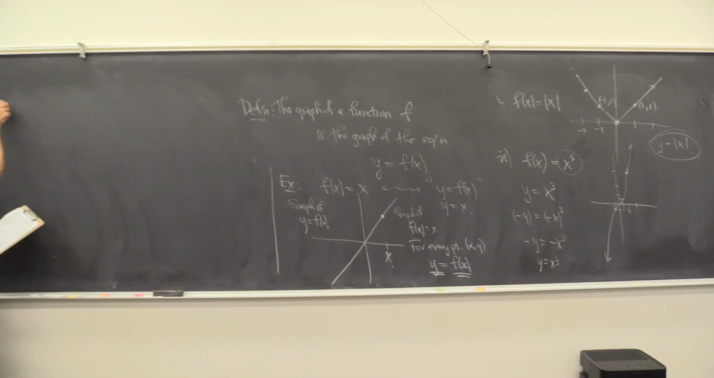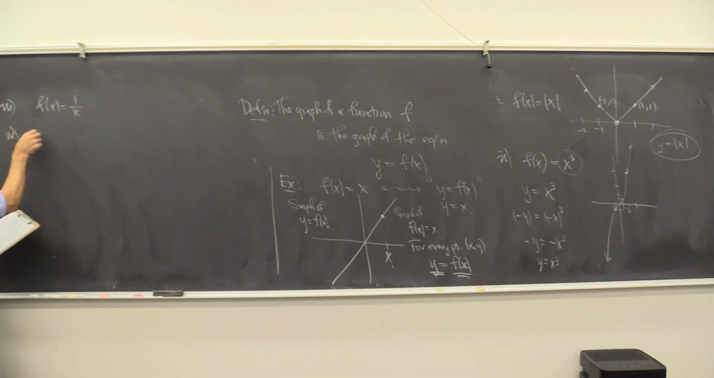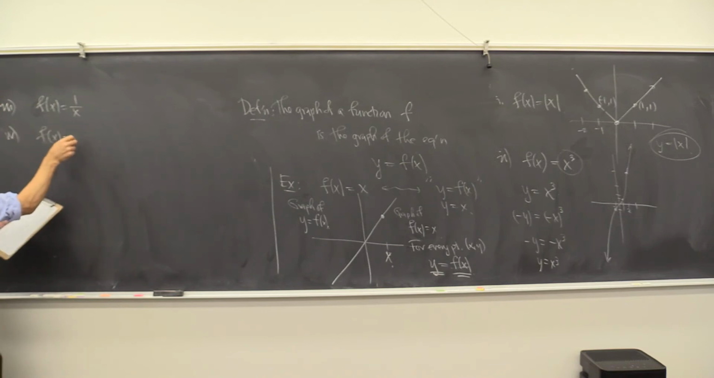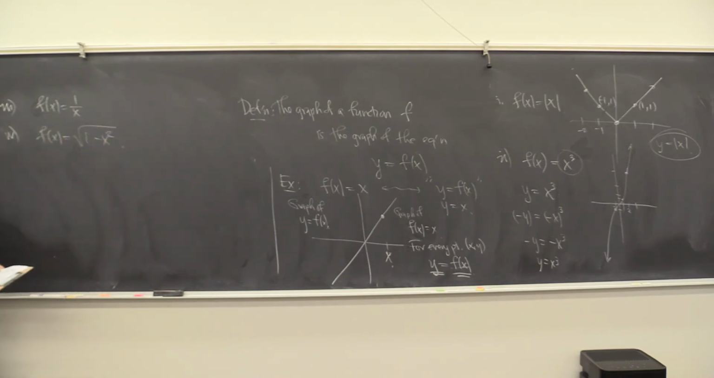I'll give you two to think about. One, f of x equals 1 over root x, and two, f of x equals the square root of 1 minus x squared. The last one is the hard one.